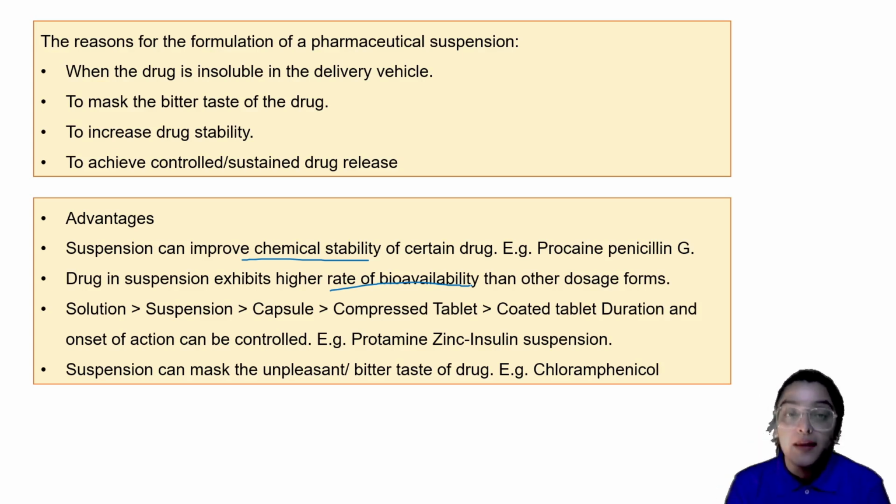Generally, solutions are even more bioavailable, but compared to the tablets and the capsules, suspensions exhibit a higher rate of bioavailability. They can mask the unpleasant or bitter taste of the drug. Chloramphenicol is a standard example. Chloramphenicol can be formulated as a suspension to mask its characteristic bitter or unpleasant taste.